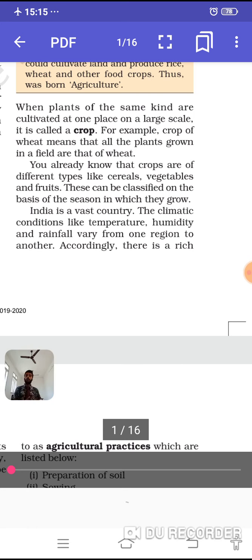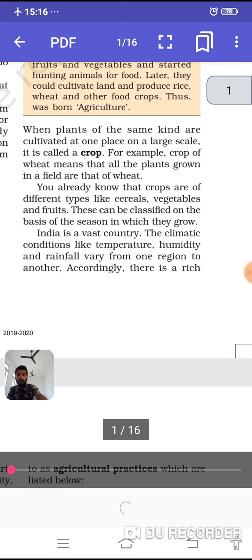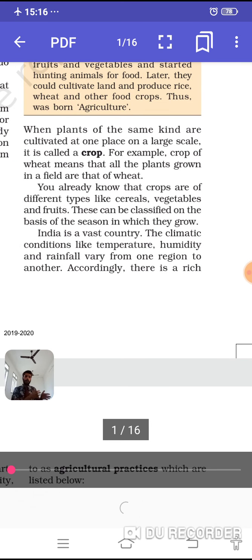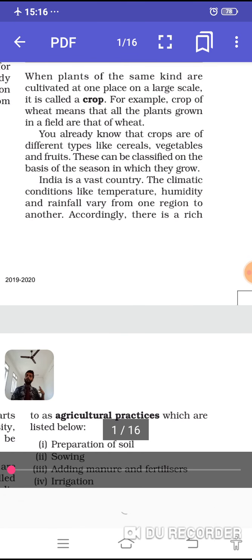First of all, we have to know what crops are. When plants of the same kind are cultivated at one place on a large scale, it is called crops. It's a very simple definition. If plants of the same kind are cultivated or planted in the same place, like rice, wheat, which you can see around your house. For example, crops of wheat means that all the plants growing in a field are wheat. If we plant rice or wheat, we cultivate only wheat or only rice in the same plot of land in a large amount. So that type of food is known as crops.